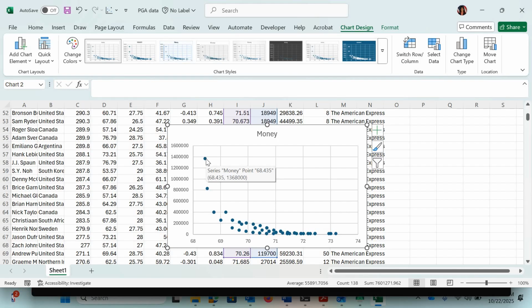So the first point was x 68.435 and y was 136.800. So that's my point 1. My point 2, I'm going to choose somewhere here. What I would like you to do is I don't want you to choose the points I did. I would like you to do the same thing with 3 different points so that I'm not doing your work for you. But I just hover over and I see this.